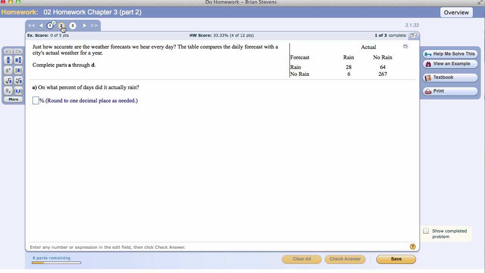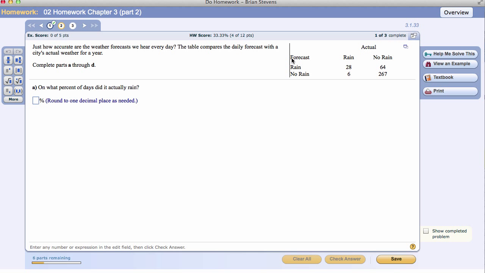For this problem right here, we are looking at on what percent of days did it actually rain. We have 365 days total right here. And if you look, the columns are what actually happened. So on these 28 days it rained, and on these 6 days it rained. Now here's the key difference. Which days did they get the forecast correct? That would be on the 28 days where it actually rained and they forecasted rain. This is how it lines up.